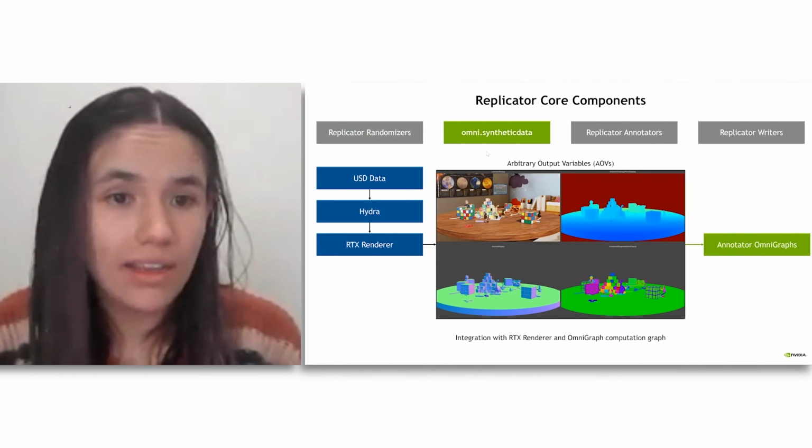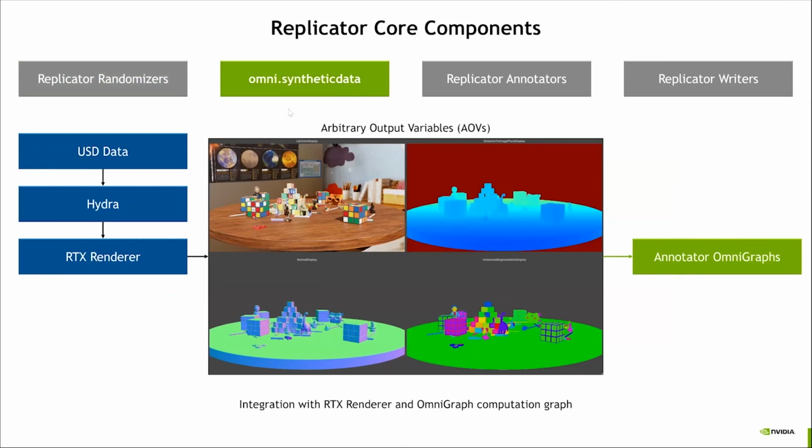Below the Replicator, there is Omni synthetic data, which gives you access to the RTX renderer and to the arbitrary output variables of the renderer, which are the ones that enable you to get the synthetic data. And it gives you access to the annotator omnigraphs, which is how we annotate the synthetic data from the renderer itself, as you see here.